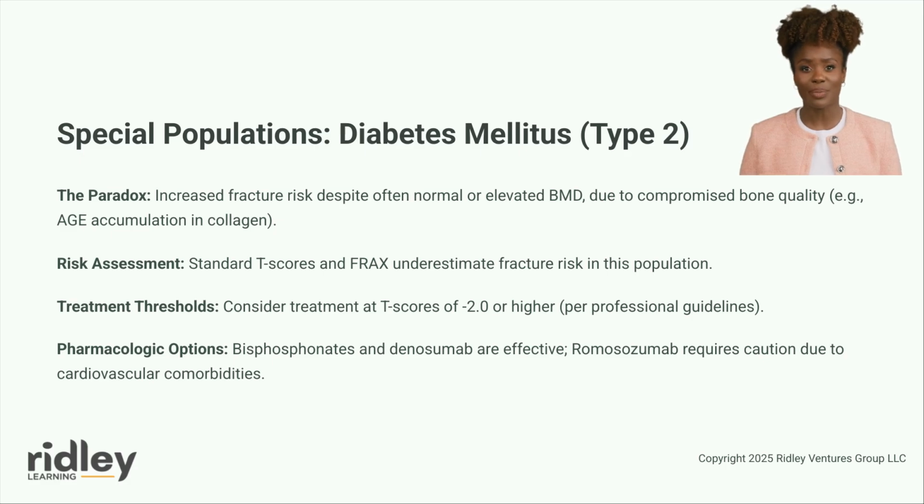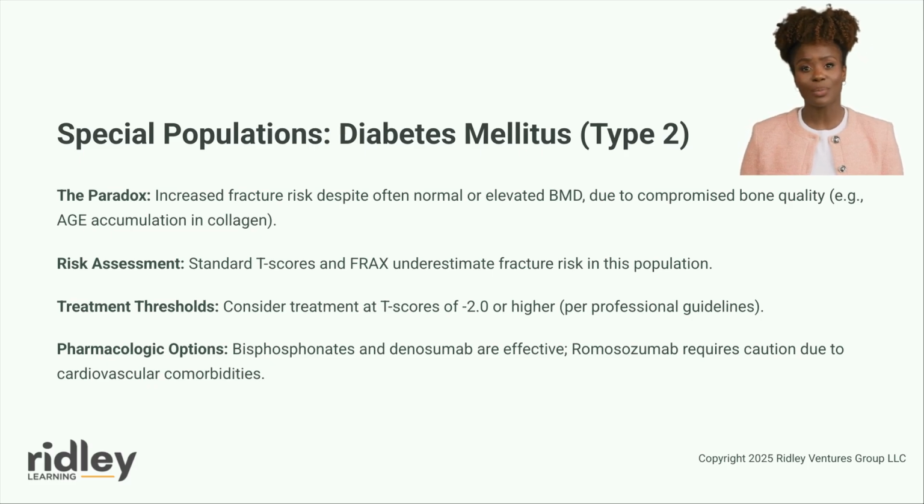Now let's discuss diabetes mellitus. Type 2 diabetes presents a paradox in osteoporosis assessment. Despite often normal or even elevated bone mineral density, patients with diabetes experience significantly increased fracture risk. This discordance between BMD and fracture risk reflects adverse effects of diabetes on bone quality that are not captured by densitometric assessment. Chronic hyperglycemia promotes formation of advanced glycation end products, or AGEs, that accumulate in bone collagen. This alters collagen's mechanical properties and reduces resistance to fracture.